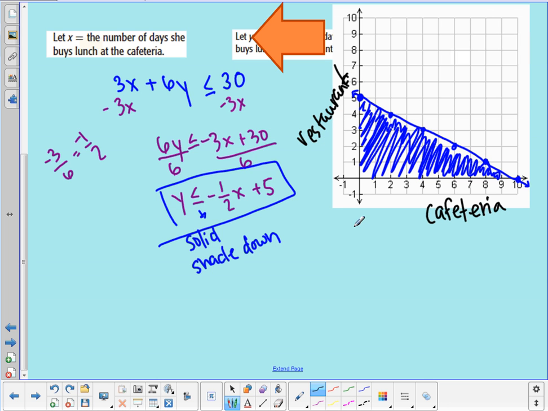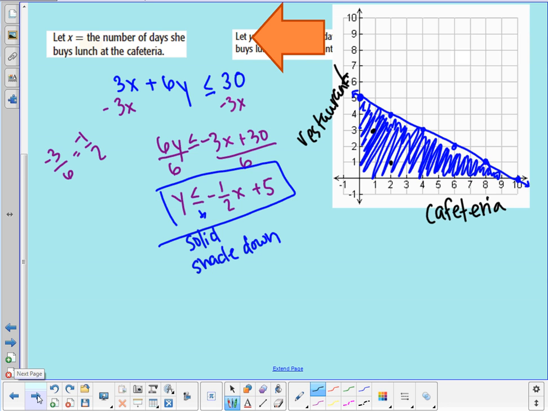So one combination, for instance, would be 2-1, 2 cafeteria lunches and 1 restaurant lunch. She could do that. One would be 1-3, 1 cafeteria lunch and 3 restaurant lunches. So any combination that is in this blue shaded piece is a combination of lunches that she can buy. That's how this inequality is now solved.